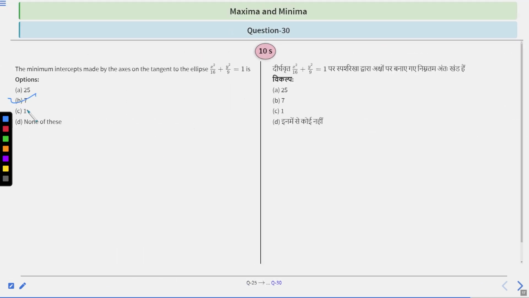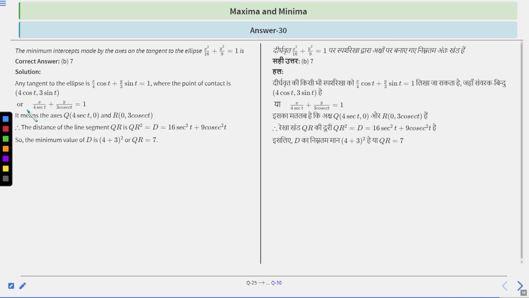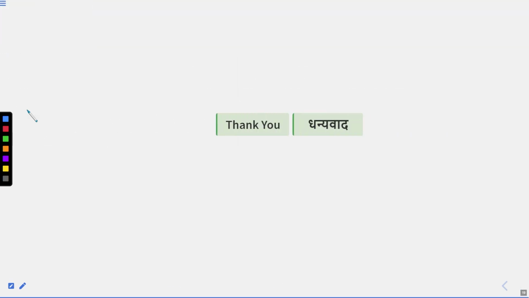Okay, got it? So in this way we have discussed a lot of different types of questions of the maxima and minima concept. Hope you understood the concept, how to approach the questions, right? Okay, thank you so much.